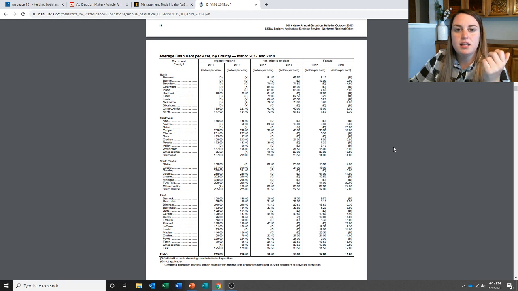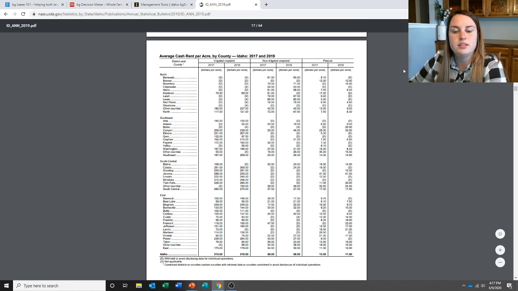But in Idaho, NASS, the National Ag Statistics Service, publishes cash rents every other year. So they had them in 17 and then they had them again in 19. And these are in their annual statistical bulletins. And so it's average cash rent per acre by county. And they break it out into 3 different sections: irrigated cropland, non-irrigated cropland, and then pasture. And it goes by north, southwest, south central, and east.